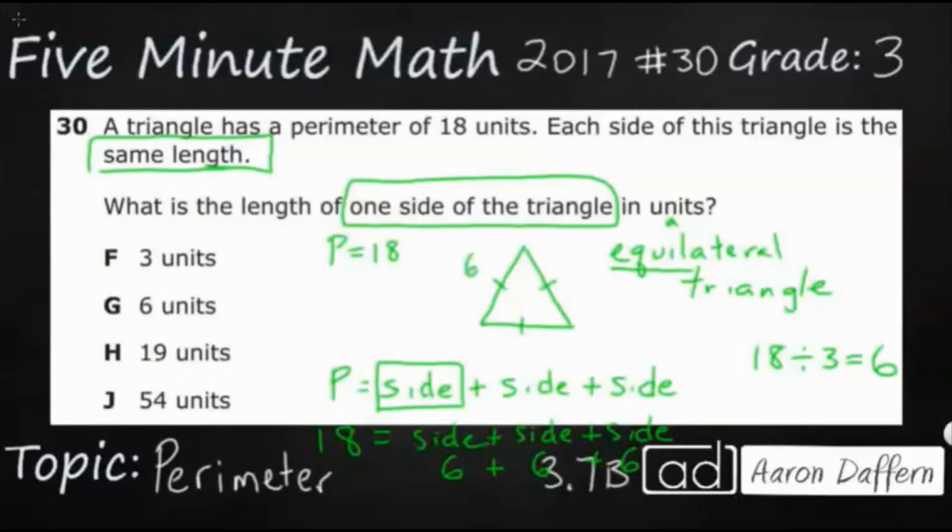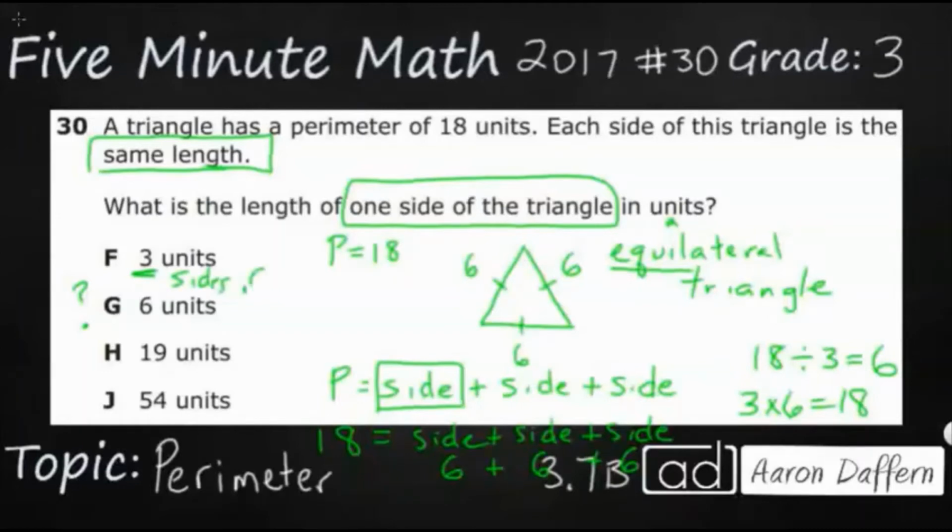We've got 6, we've got 6, and we've got 6. And 3 6s make 18. So that seems like it works. So it looks like we have our answer here. Let's see if we can figure out where they got some of these other wrong answers from, though. Where do you think we got 3 units from? Well, probably this 3 simply came from 3 sides of a triangle.